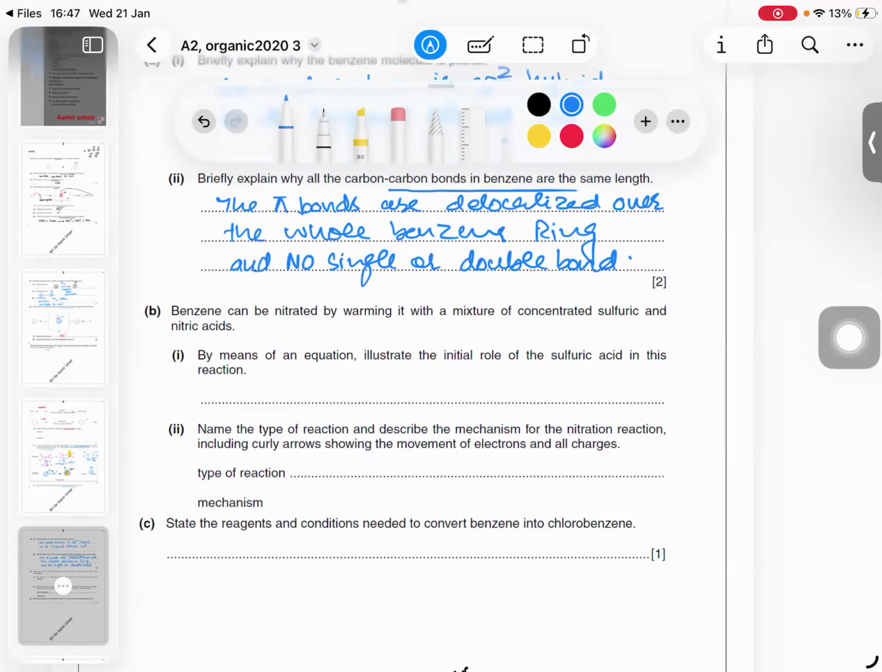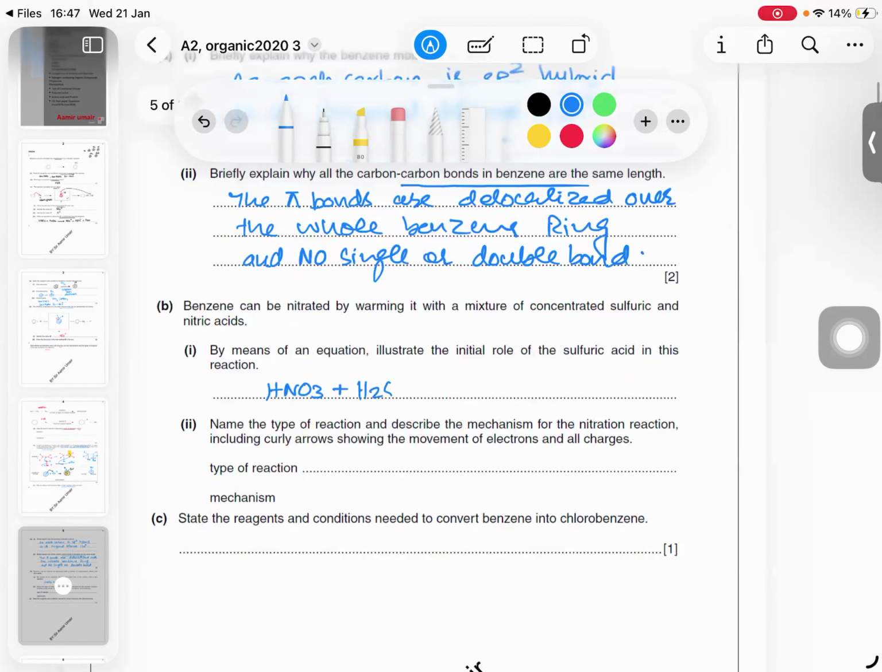Benzene can be nitrated by warming it with a mixture of concentrated sulfuric acid and nitric acid. By means of an equation, illustrate the initial role of sulfuric acid in this reaction. There's no single or double bond inside the ring? Yeah, inside or outside, there are no double bonds. So what about this? Nitric acid reacts with sulfuric acid to form NO2 positive, HSO4 negative, and H2O.